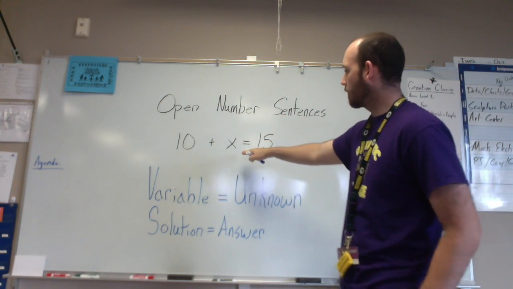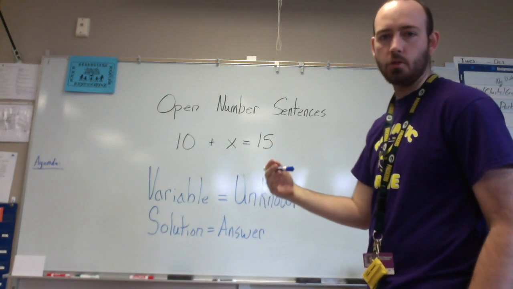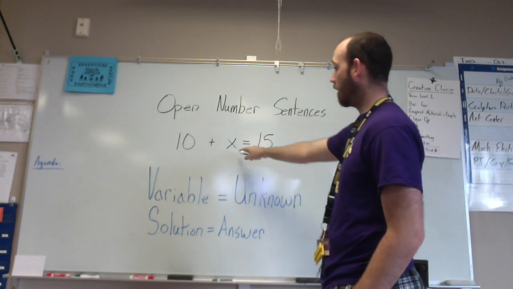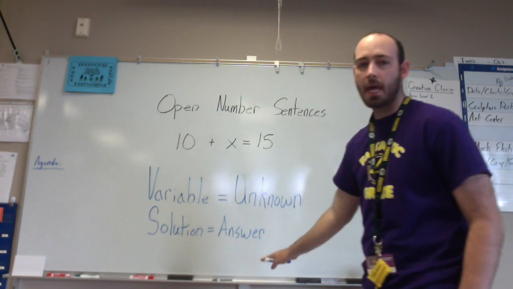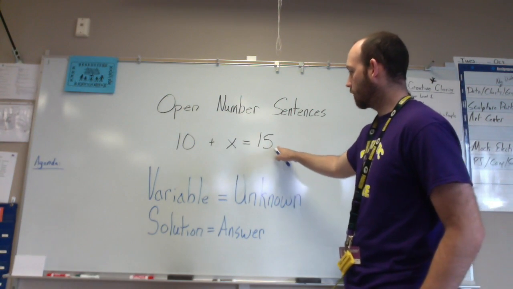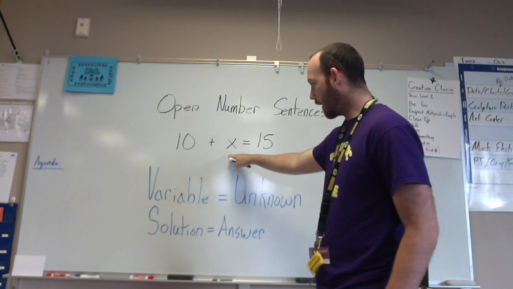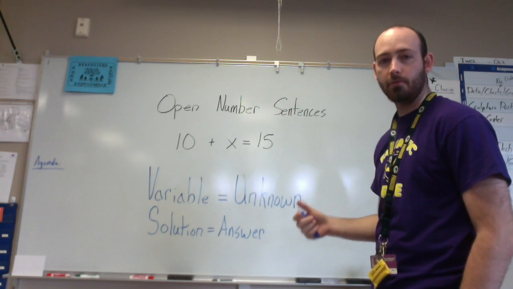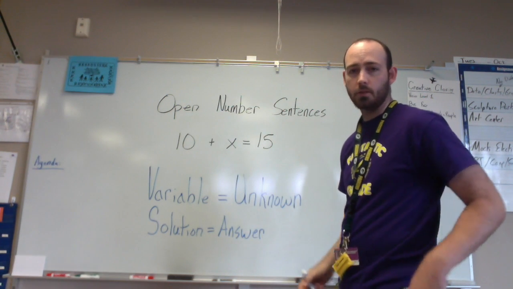Because in an open number sentence, we're going to say, this is not given to us, and that is what we need to figure out. Once we figure it out and we know what this x is, that is called our solution. Another word for solution is answer. So the goal in something like this is to figure out what the variable is. A lot of times in math, when we are working with variables, we use letters or other symbols. X is a very common one, so that's the one that we're going to use.